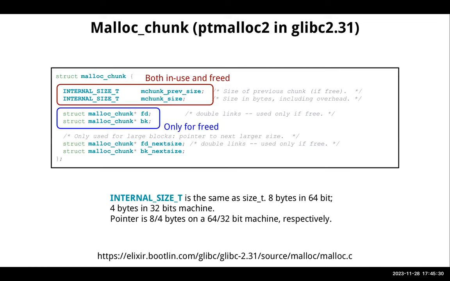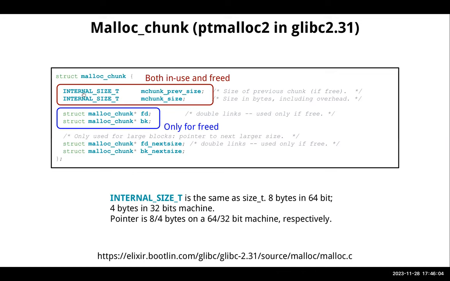Here we are looking at the implementation of glibc 2.31 ptmalloc2. One of the most important structures here is the malloc chunk structure. This is the basic unit of memory that malloc allocates. And this structure has this kind of format.